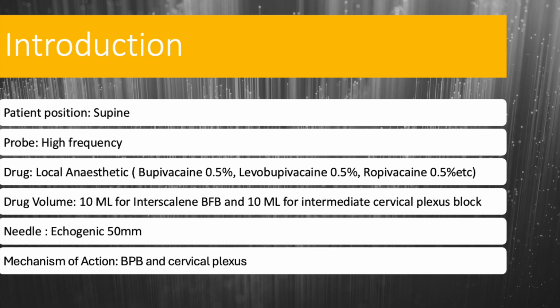Usually in the interscalene brachial plexus block we target the roots, and in the intermediate cervical plexus block we target the cervical plexus.